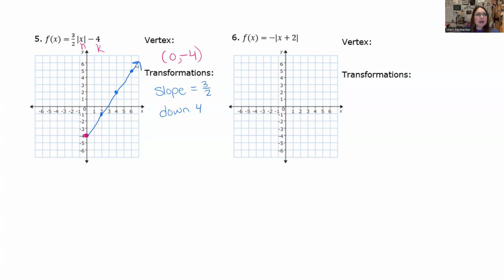As soon as I make my graph to the right first, I can make my graph to the left. What shape does absolute value make? A V. So I'm going to continue the pattern to the left. There we have it.